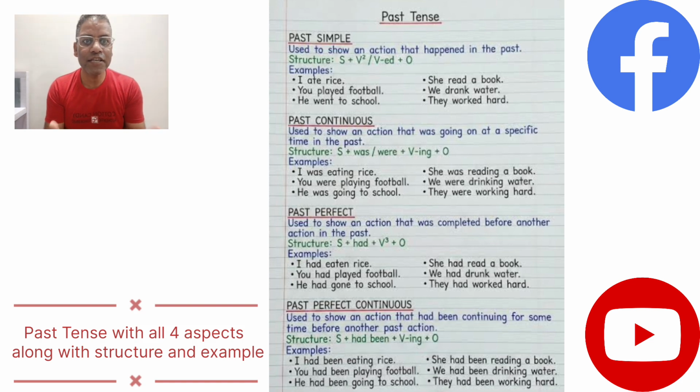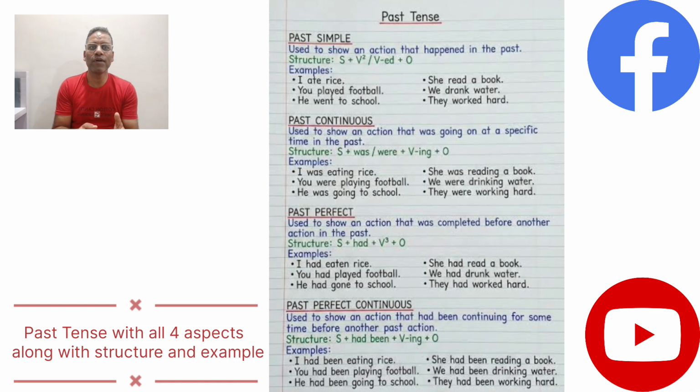Okay, then let's go for the examples. I had been eating rice. I had been eating rice when you drank water. So that means, again, for the past perfect continuous, we require two actions that are happening at the same time. As I said, I had been eating rice when you drank water. Okay, subject, had been auxiliary verb, eating main verb, rice object.